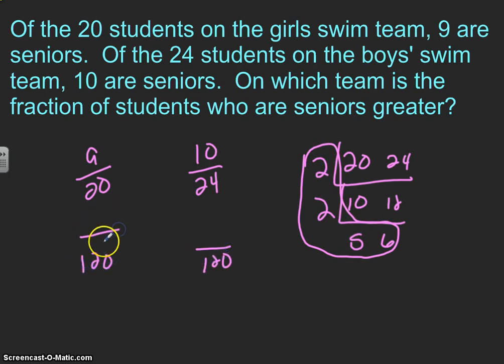Okay, 120. 20 into 120 goes 6 times. 6 times 9 is going to be 54. 24 into 120 goes 5 times. 5 times 10 is 50. Which fraction is greater? Well, 9 out of 20 is greater, and so we circle that one. And that is our lesson for today.